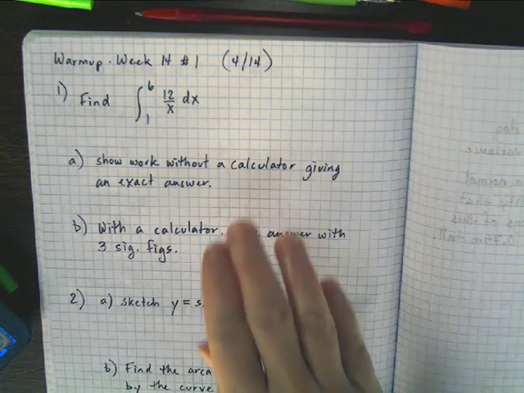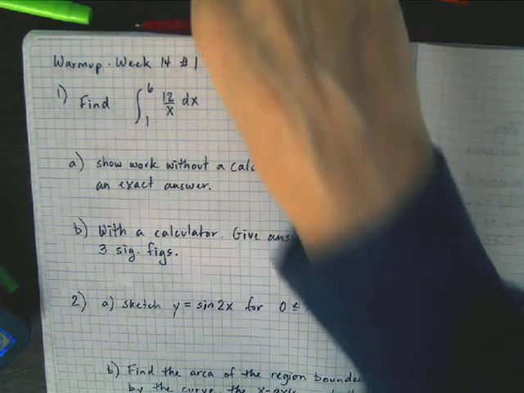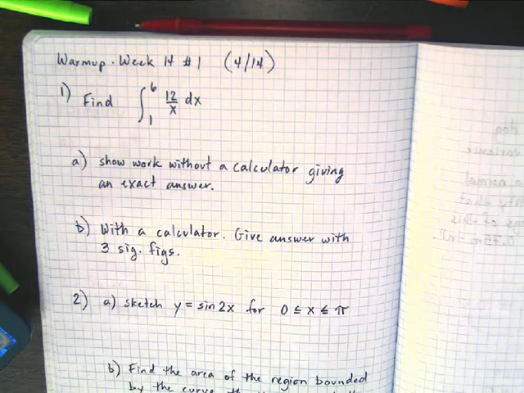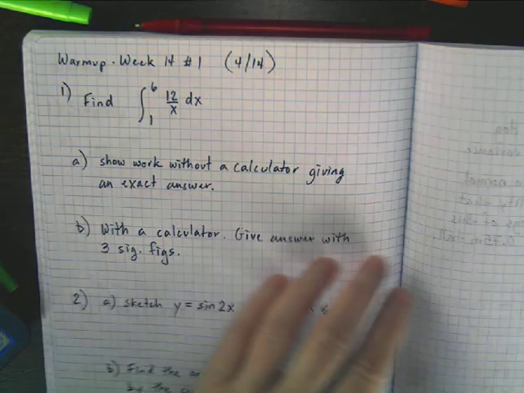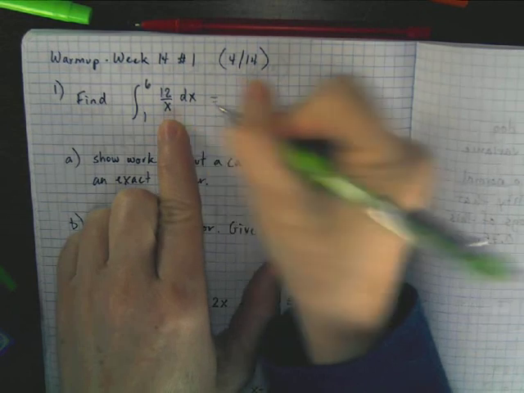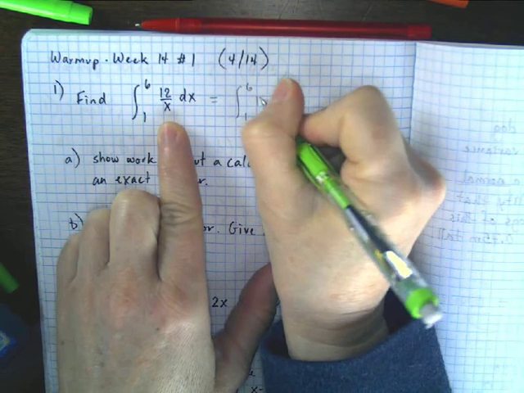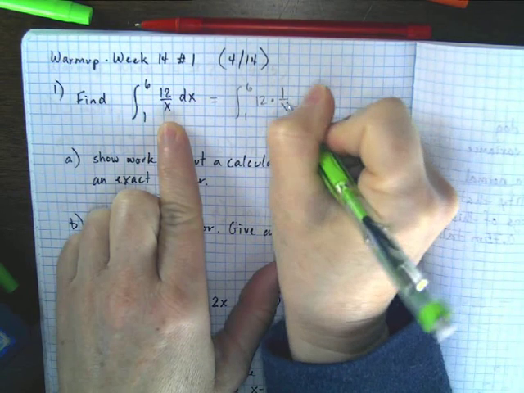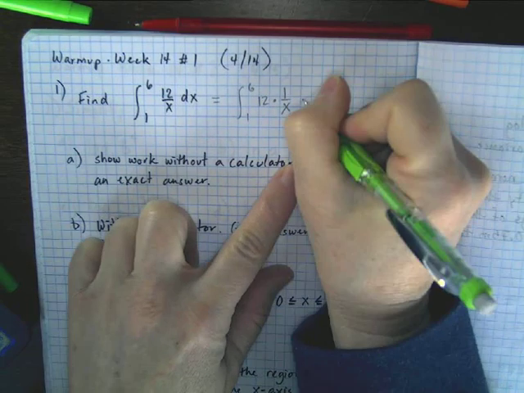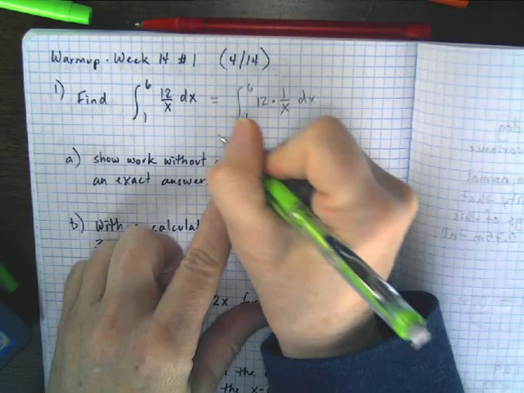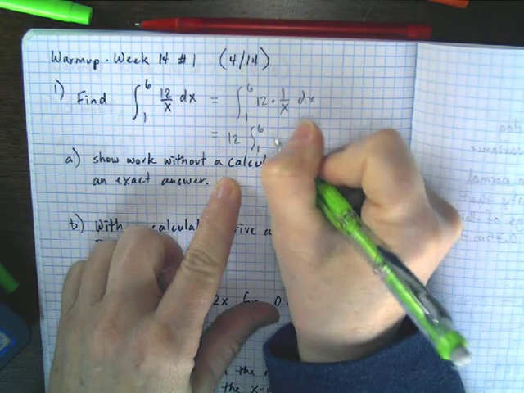Okay, so without a calculator, I notice I've got this 12 here, so I can rewrite. Let's see, do I want scratch paper for this? Now let's just try and do it on here. So I'm going to rewrite this as the integral from 1 to 6 of 12 times 1 over x. Okay, that's the same as 12 over x. And then, of course, dx. Whenever I have a constant, I can bring that out in front. So 12 times the integral from 1 to 6 of 1 over x dx.